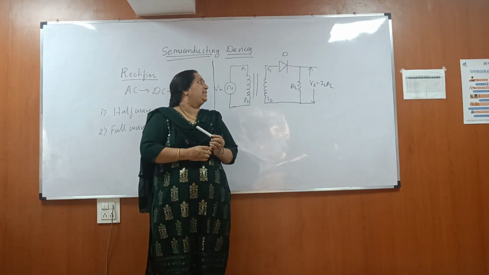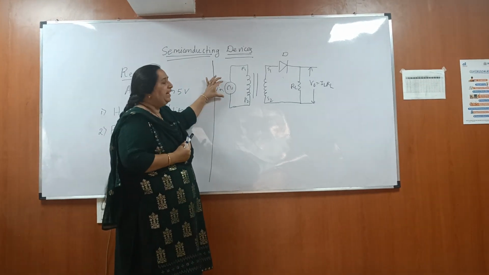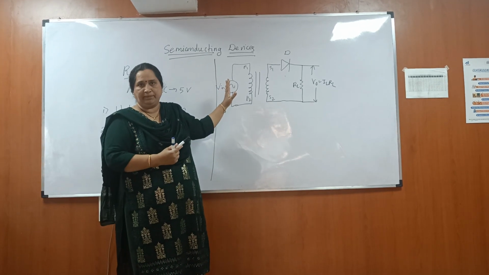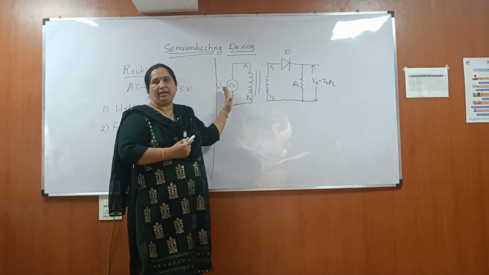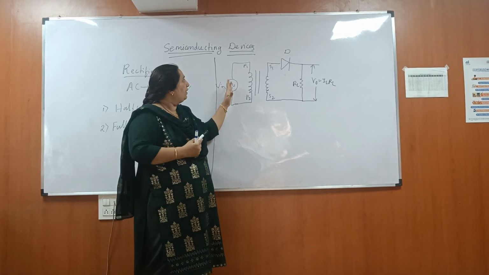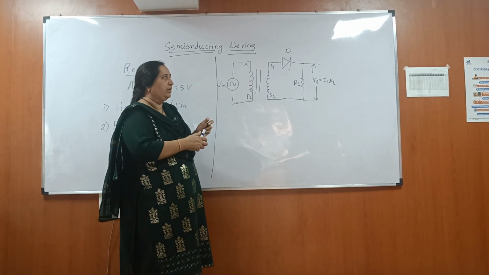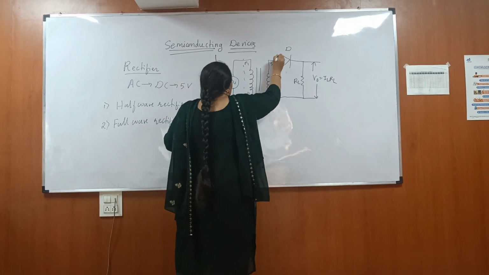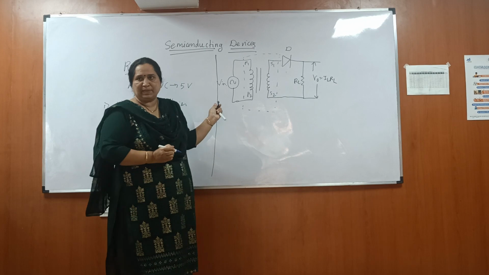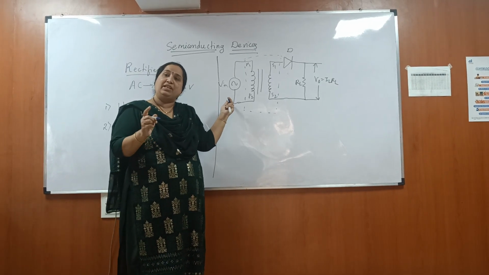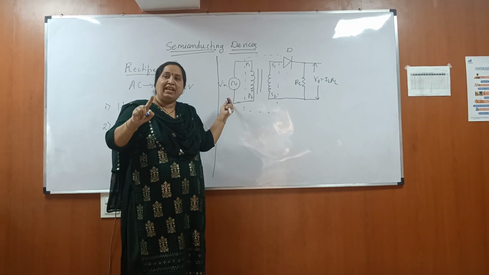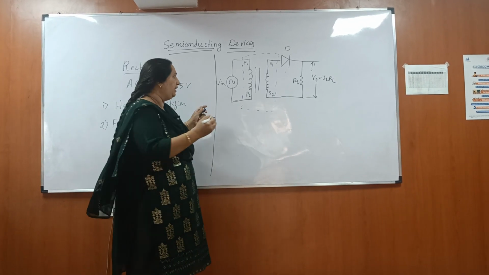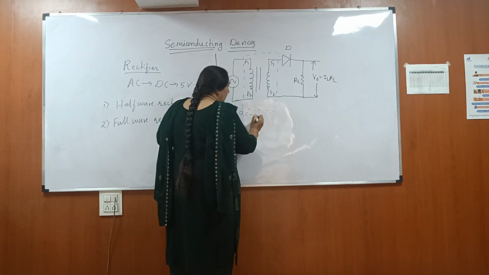Now in this circuit diagram, this is the input AC supply, which we have to convert into DC. This AC supply is connected to the primary windings of the transformer. This part is the transformer. A transformer is a device which converts AC into AC, means given AC into required AC.